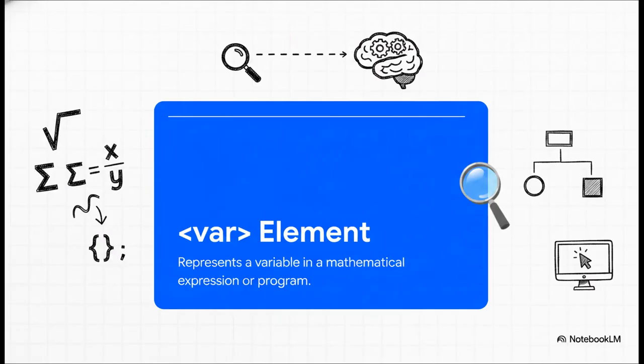Rounding out our 5 specialized tags is the variable element. This one is perfect for displaying algebraic variables or variables within a programmable script. It might seem like a really small detail, but in technical writing, precision is quite literally everything.